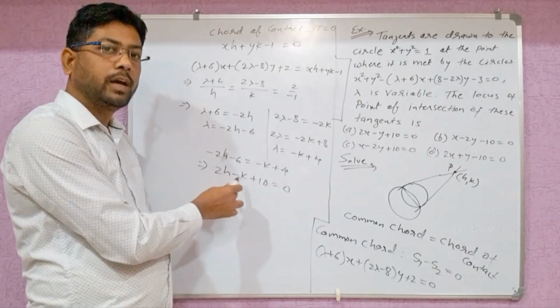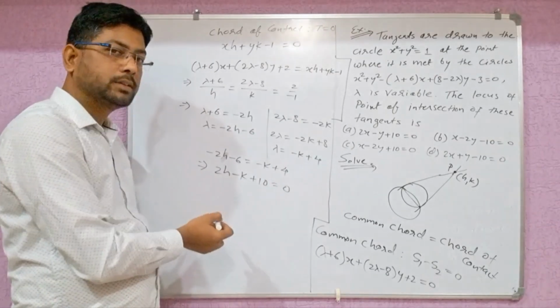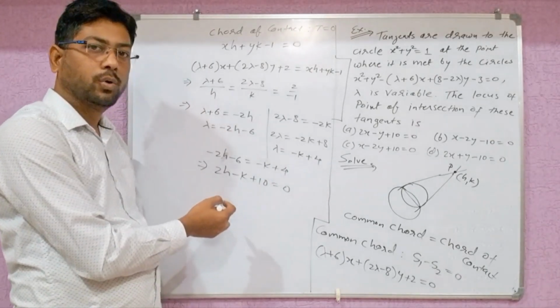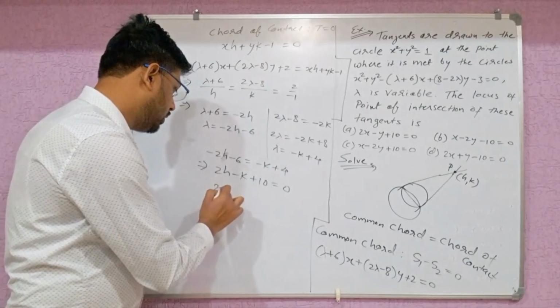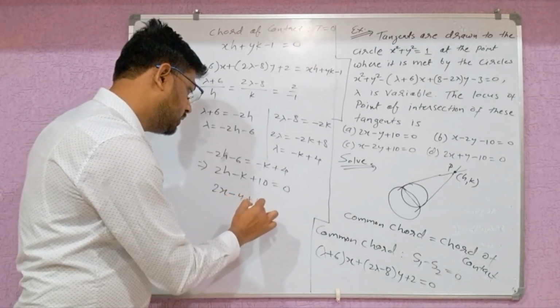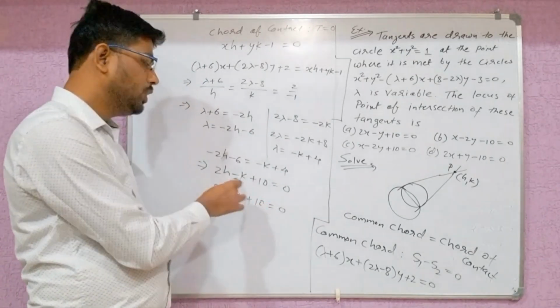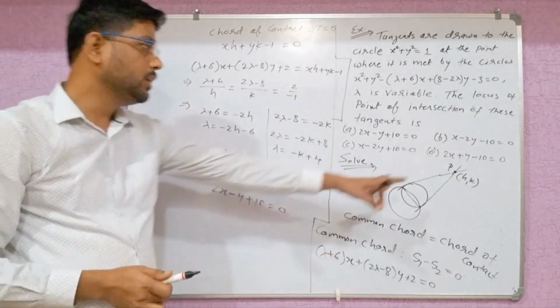Now in place of h and k, I'll put x and y to get the locus. So this will be 2x minus y plus 10 is equal to 0. Why? Because this is the locus of the point (h, k), which I have to find out.